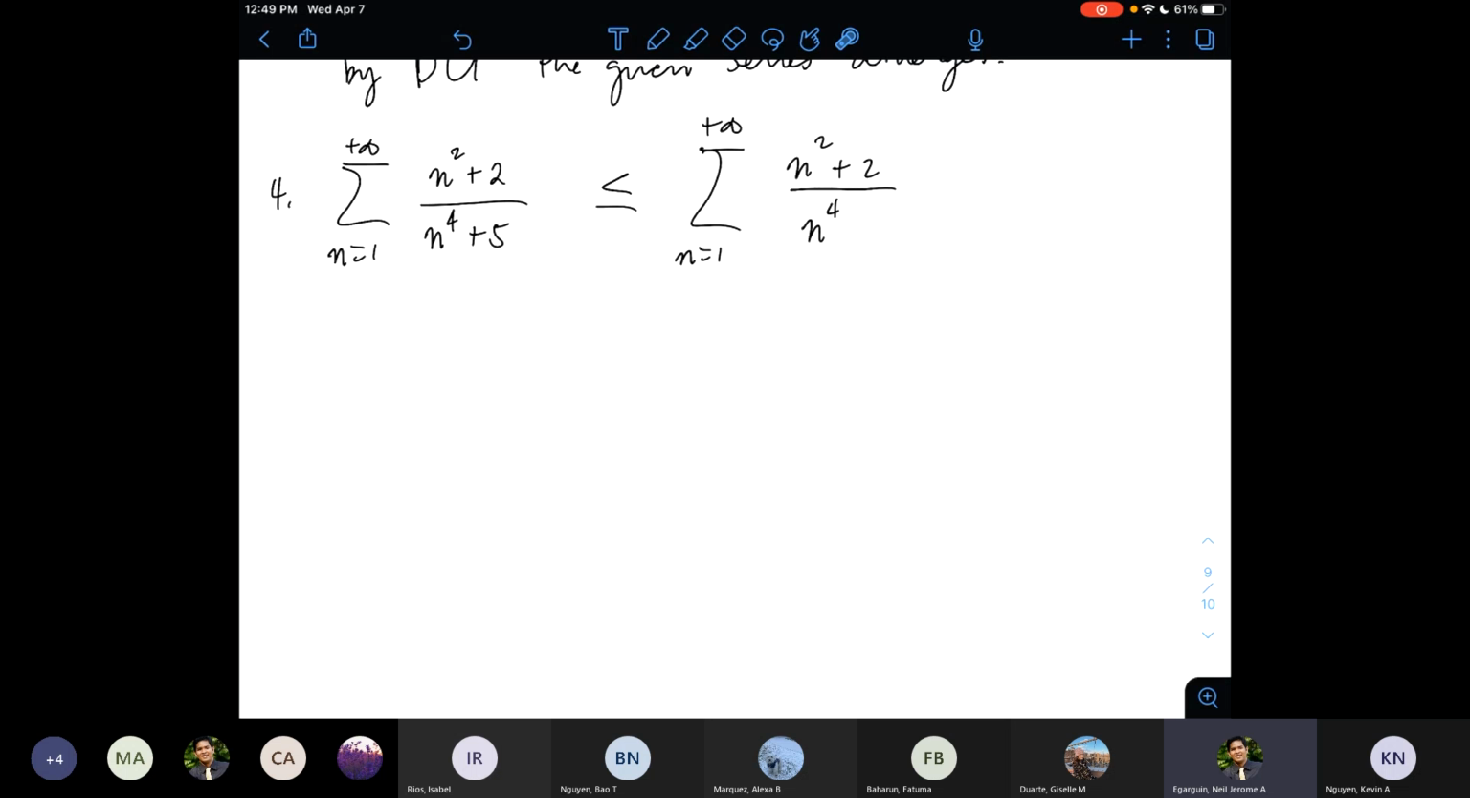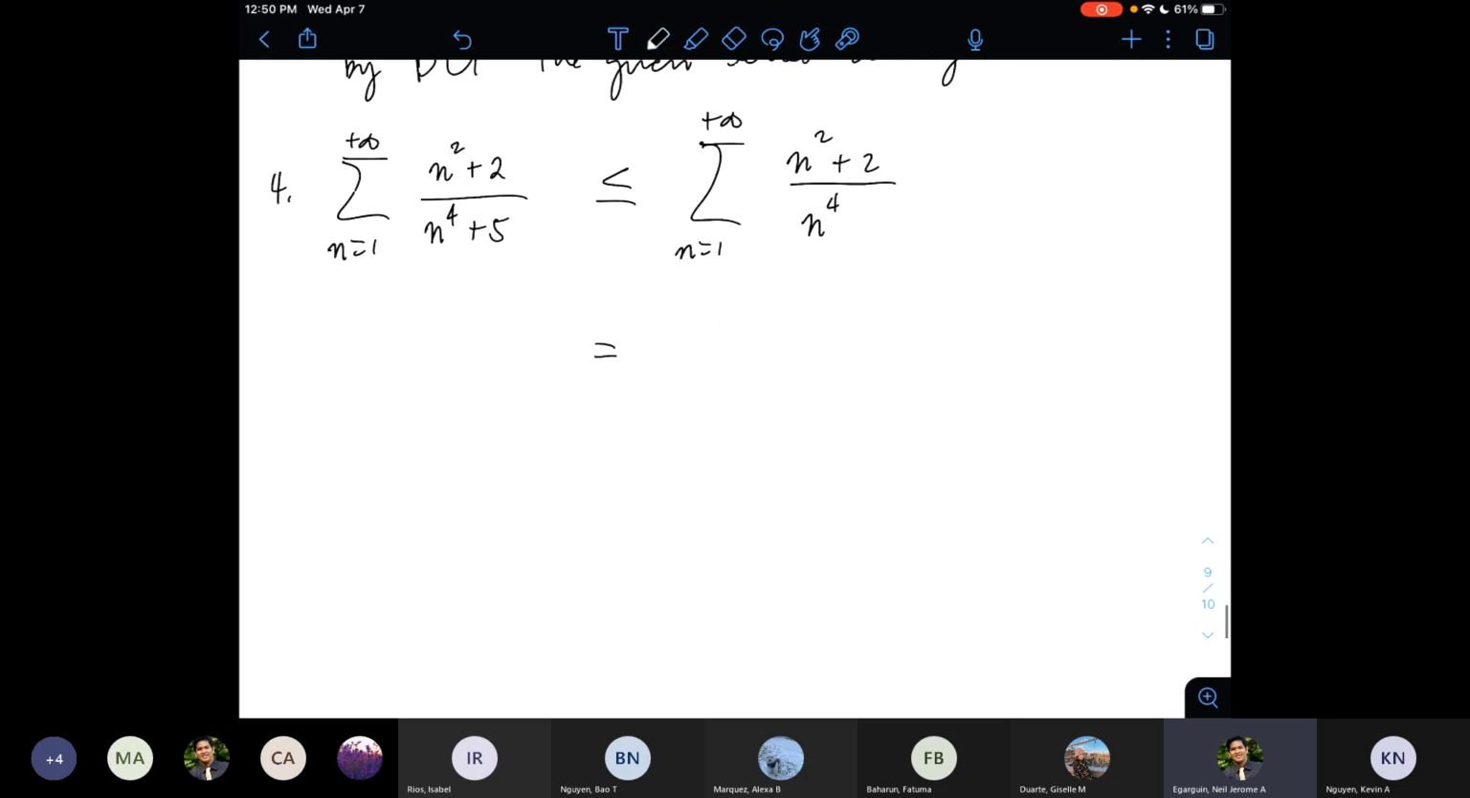Now, the problem here is I cannot get rid of the plus 2, because if I get rid of the plus 2, I will be decreasing the numerator, and the decrease in the numerator will entail a decrease in the entire fraction. So my next line would have been like this. And I'm messing up with the setup I'm using, so I'll keep on using the single inequality here.